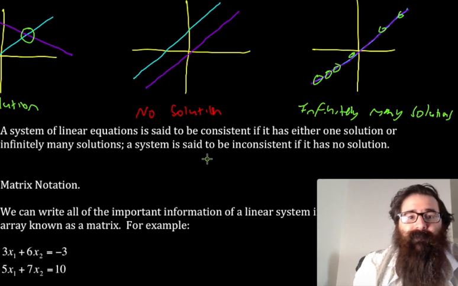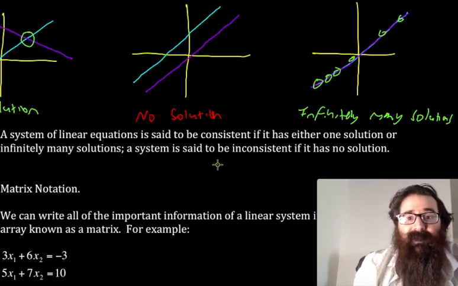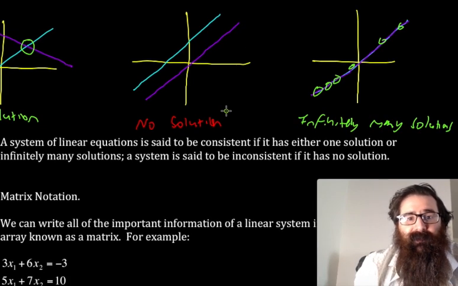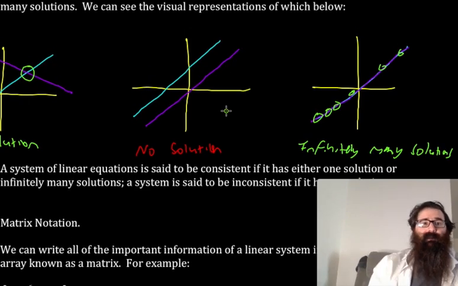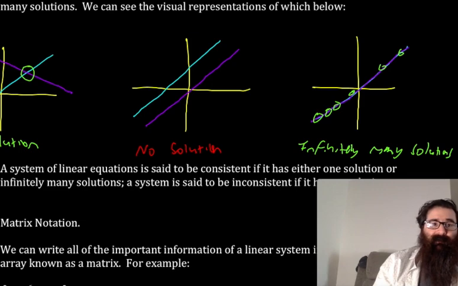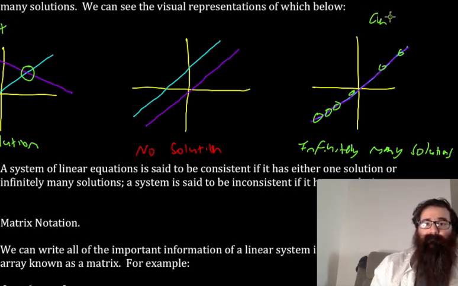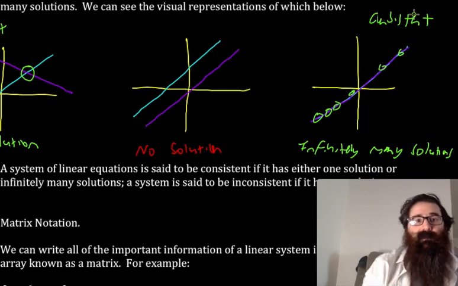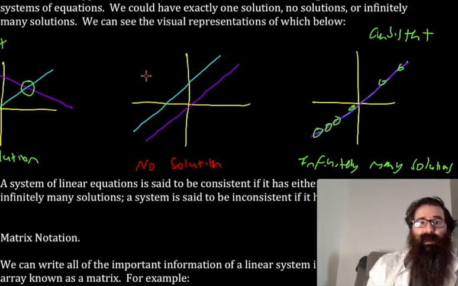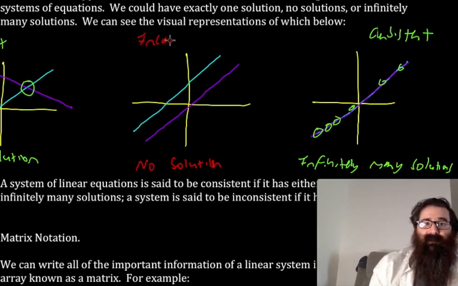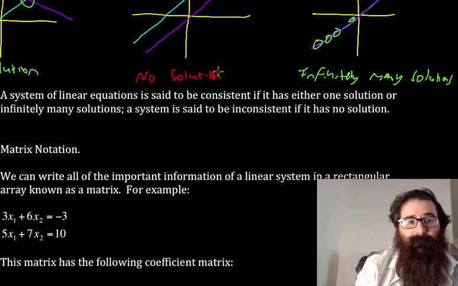A system of linear equations is said to be consistent if it either has one solution or infinitely many solutions. So we want to know, is there a solution? If there is a solution, then we say it's consistent. A system is said to be inconsistent if it has no solutions. So here we'd say this is consistent. We have a solution. This is consistent. We have a solution. And in this case, where we have no solution to the system, this is inconsistent. And that's what we're working with.